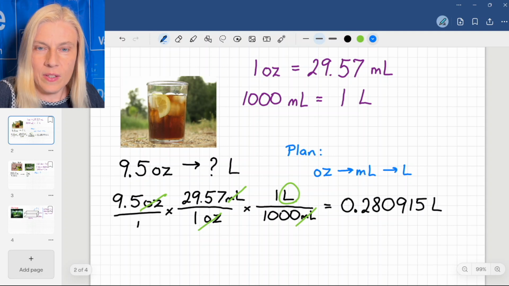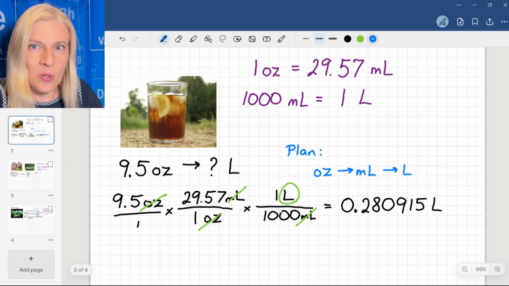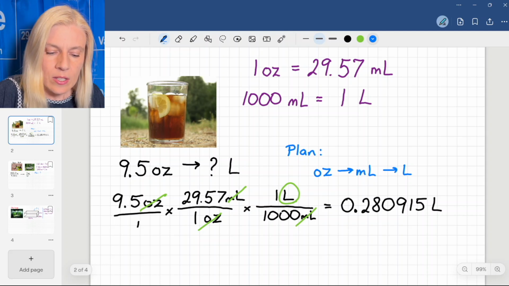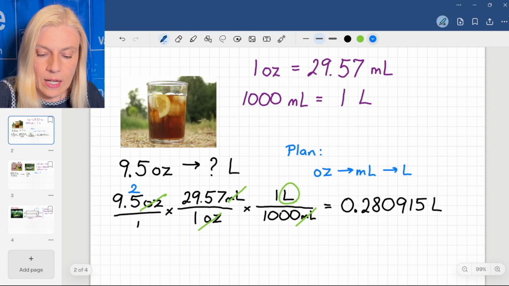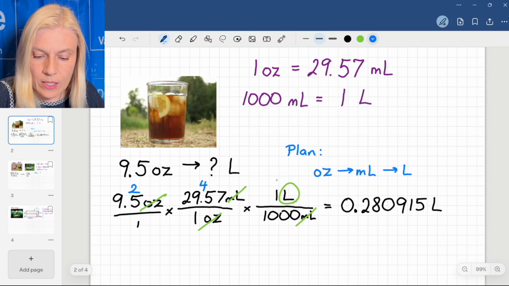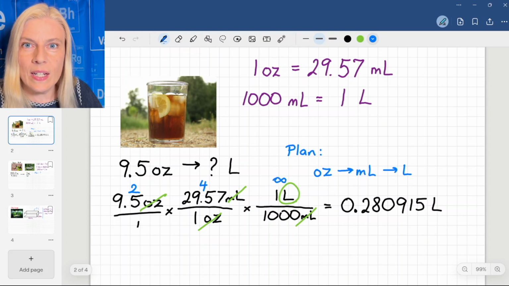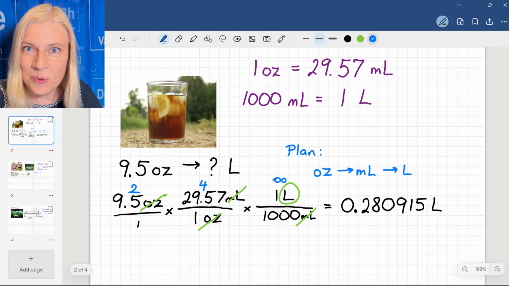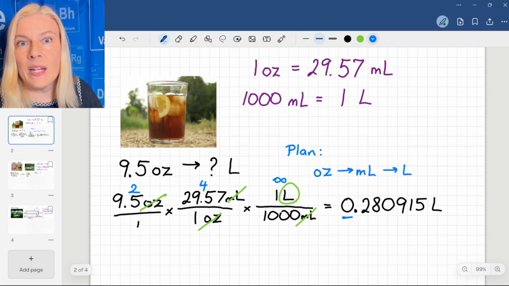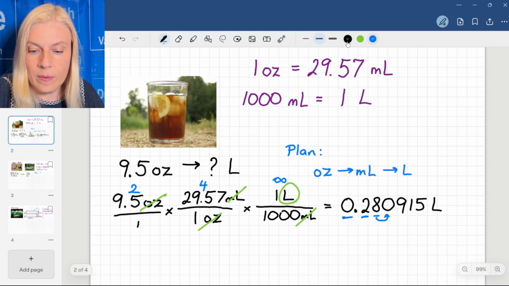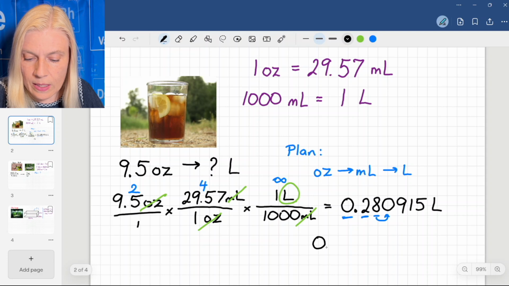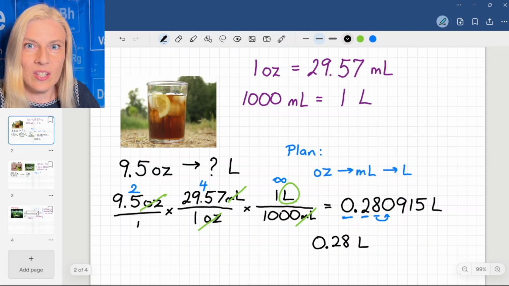Okay, let's worry about sig figs. So how many do I have here? 9.5. It could be 9.4. It could be 9.6. So I have 2 sig figs here too. Here, I gave you a conversion factor with 4 sig figs. And this one is a definition where it's infinite. Which one is the smallest number? 2. Right? So my answer has to have 2 sig figs. So this 0 is the placeholder 0, not significant. I need to have 2 and 8. I look at the 0 behind. So my answer will be then 0.28 liters with 2 sig figs as my answer.